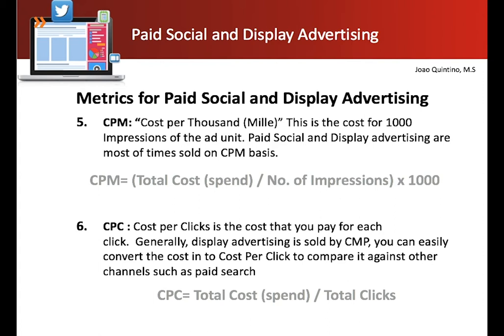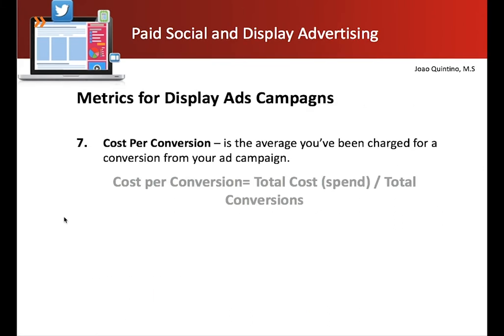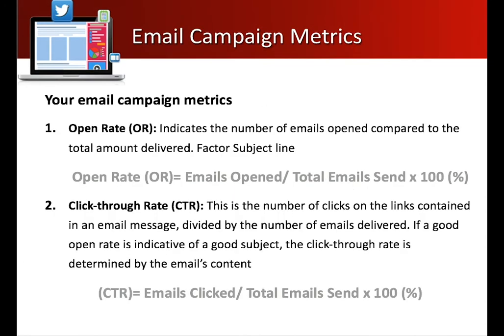CPC is cost per click. It's most common to use this way of payment on paid search, but some paid social will charge you CPC. And this is the same way you calculate CPC for paid search. CPC is the total spend divided by the total number of clicks. Cost per conversion, again, one of the most important metrics. It's the average that you've been charged for a conversion from your ad campaign. The way you calculate this is the total spend or total cost of your campaign divided by the total conversions.